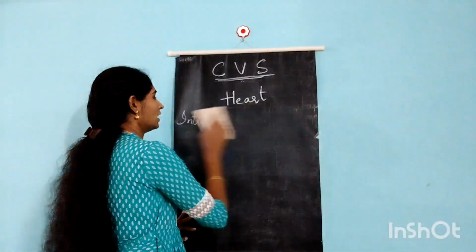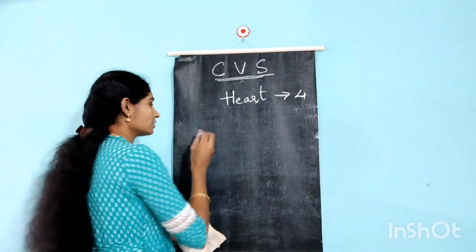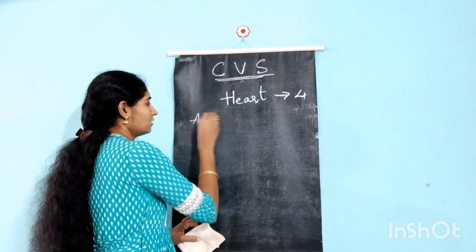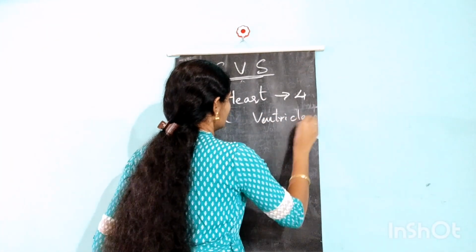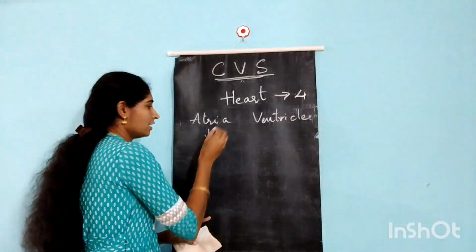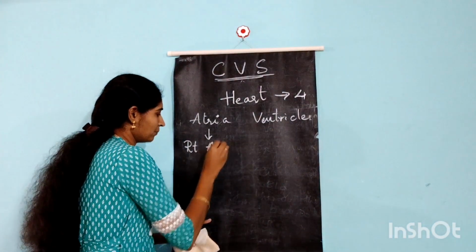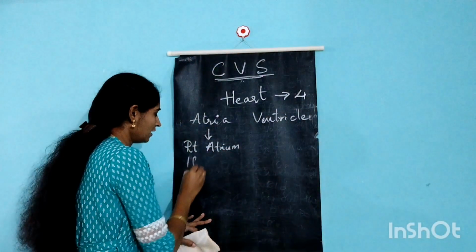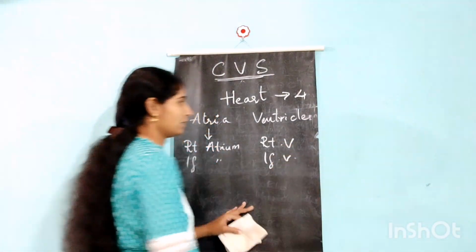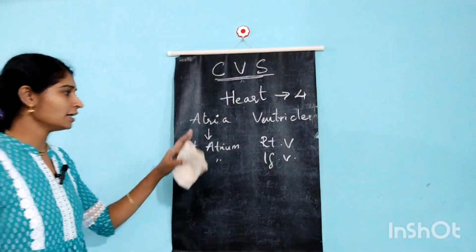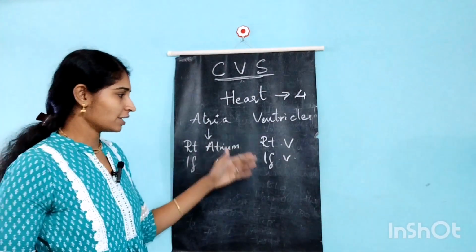Then coming to the chambers of the heart. How many chambers are there? 4 chambers. What are those? Atria and ventricles. When I say atria, it is plural. The singular is atrium, that is right atrium and left atrium, right ventricle and left ventricle. So the 4 chambers of the heart are 2 atria and 2 ventricles.